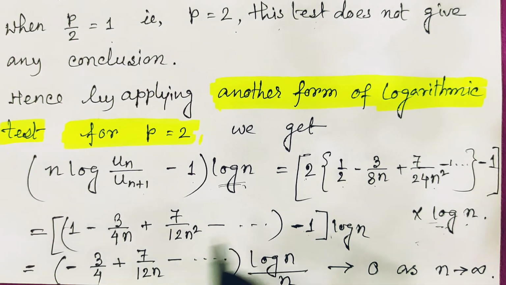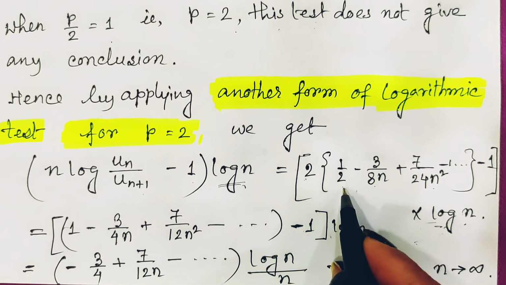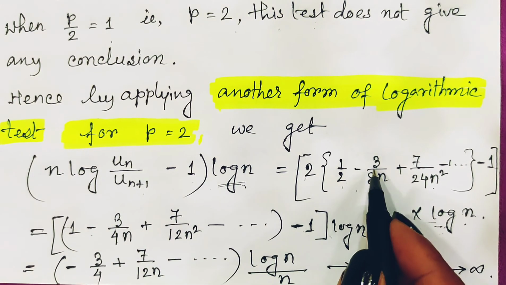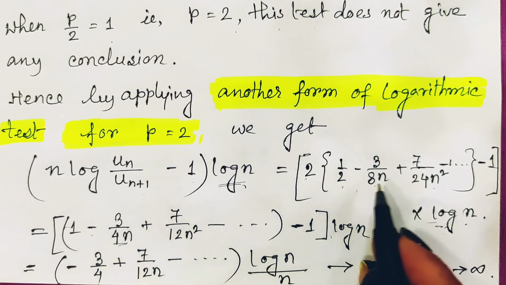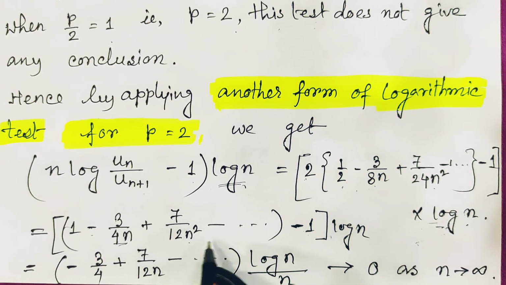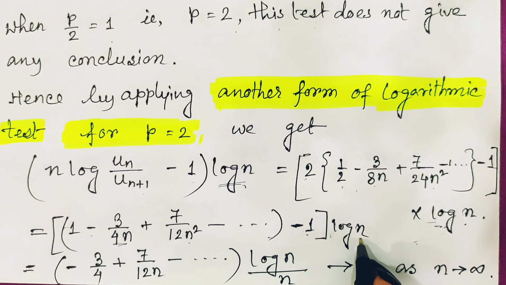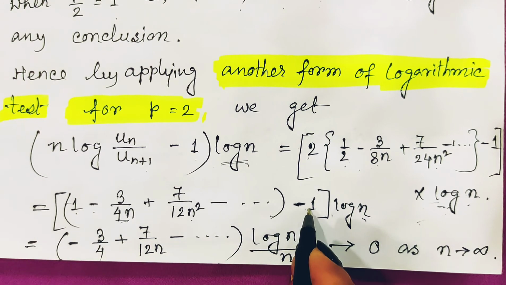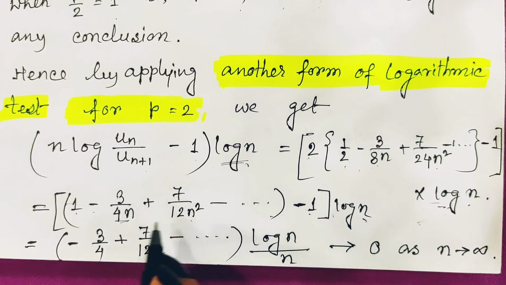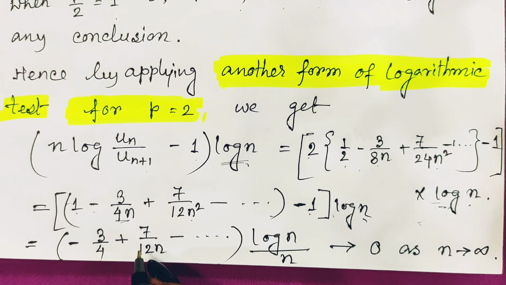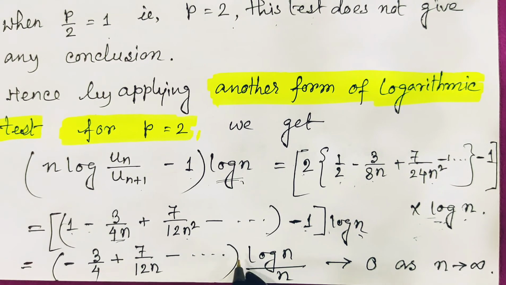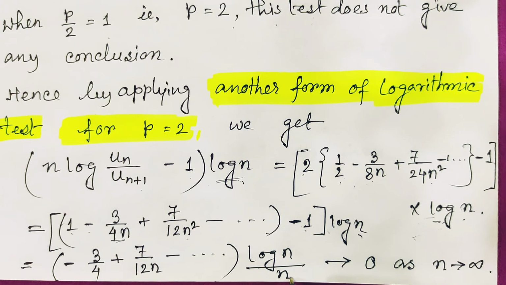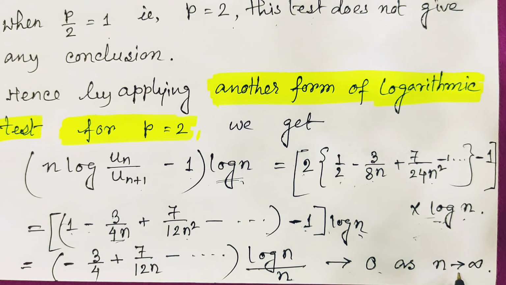Okay, now what do we find? The first term is 1, the second term is 3 by 4n, the third term is 7 by 12n square, in this way, then minus 1 into log of n. When we simplify more, just look, this 1 and this 1 cancel out, and from the entire thing we take n common, so that it becomes minus of (3 by 4 plus 7 by 12n, and the remaining terms) minus log n by n. So that tends to 0 as n tends to infinity.